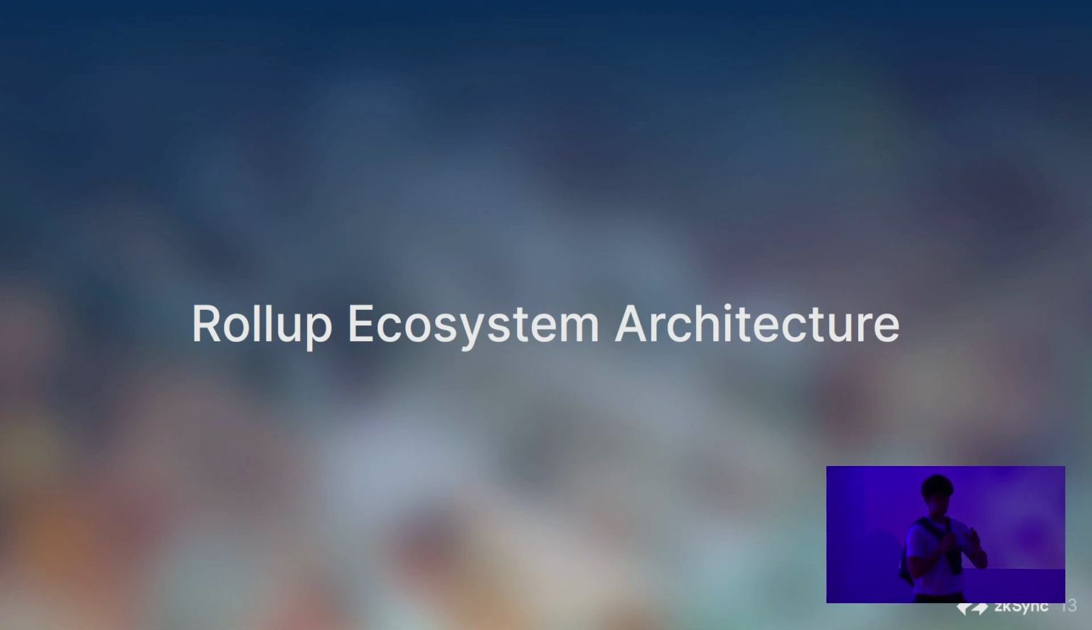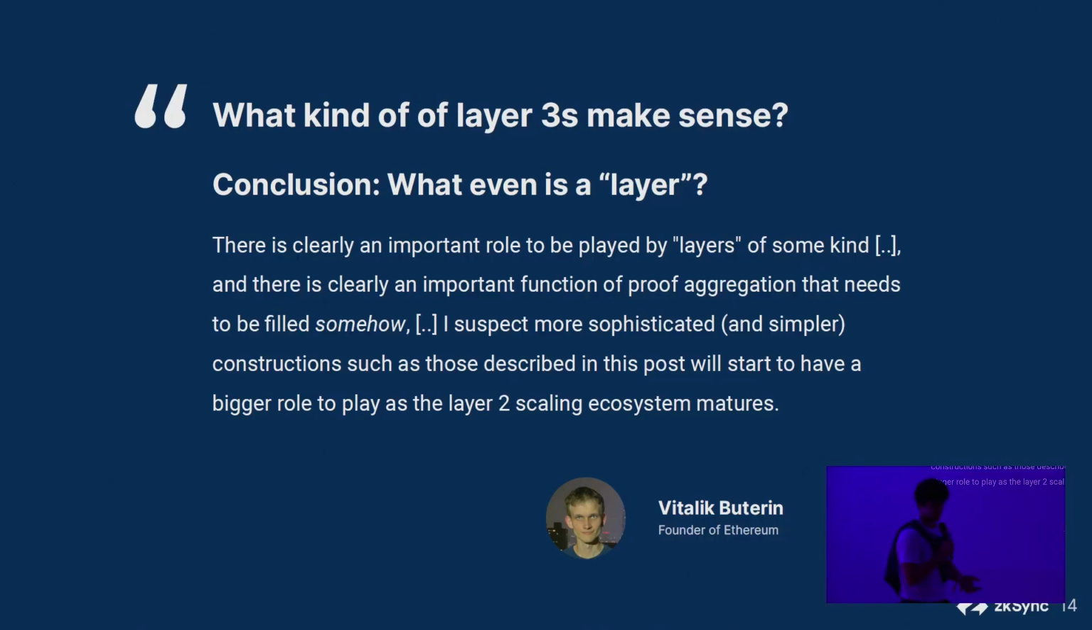So what does the actual ecosystem architecture look like? Vitalik wrote a great post about this. The title is, "What kind of layer 3s make sense?" He concludes it by asking the question, what even is a layer? So even this is a bit blurry area in this topic.